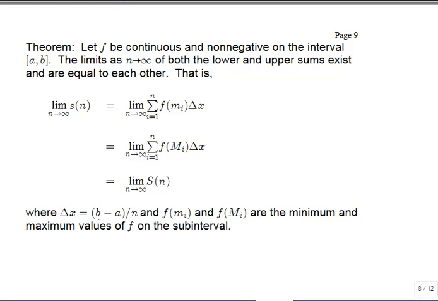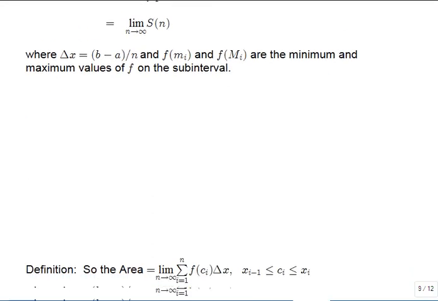These delta x's are those (b minus a) over n's. f of m sub i and f of capital M sub i are the min and max values of the function on the subinterval. So what this theorem is saying is that as you go to infinity, the limit of the lower and the upper sum become the same thing. And that, in fact, is going to become our actual true area.